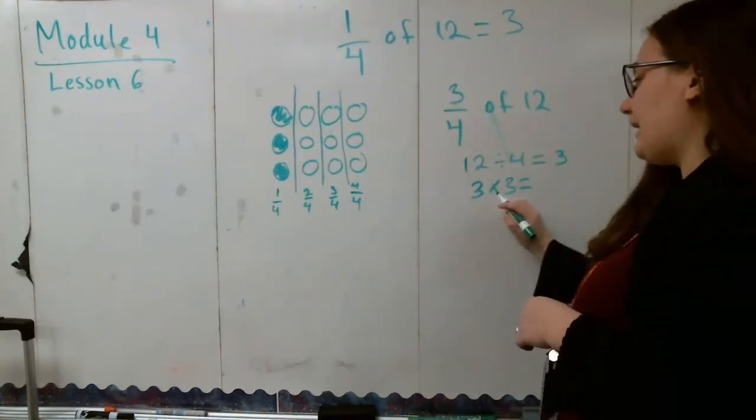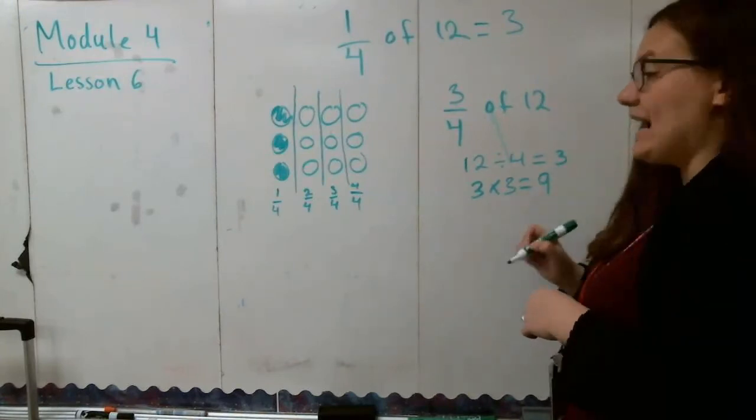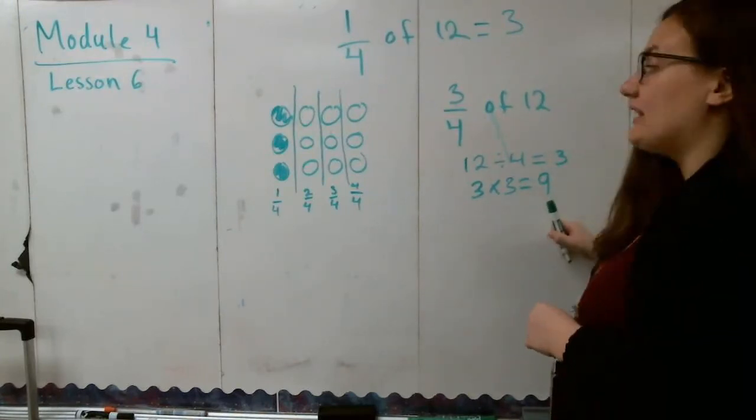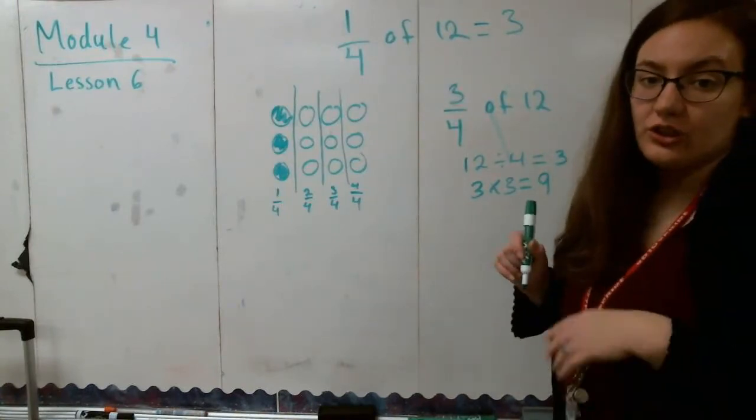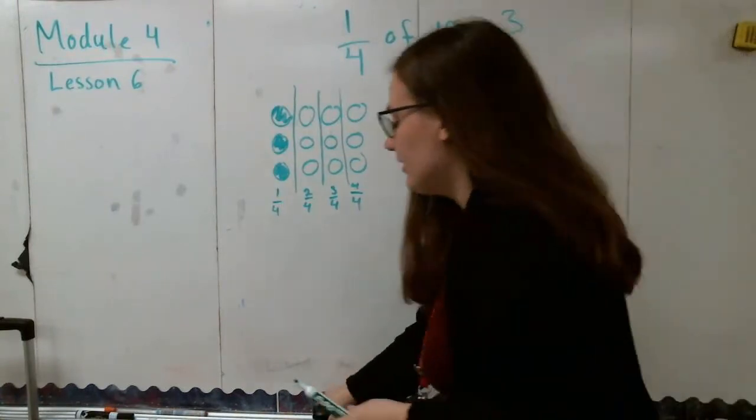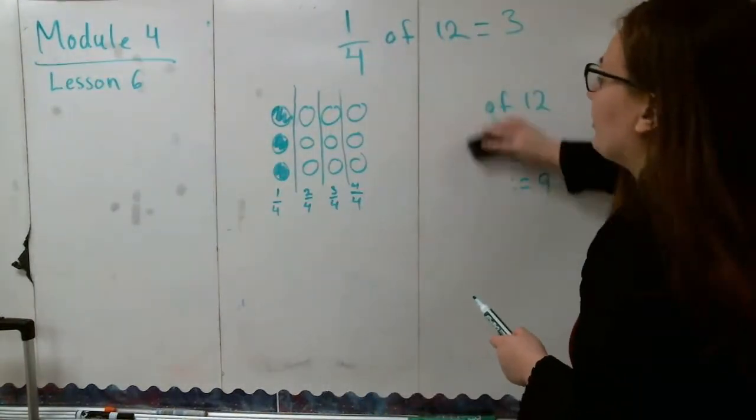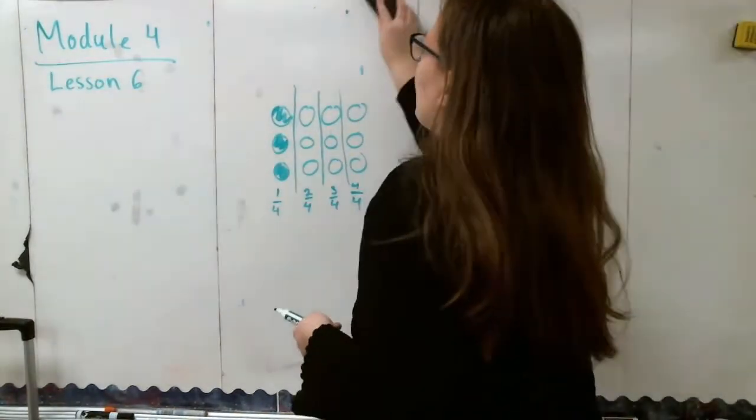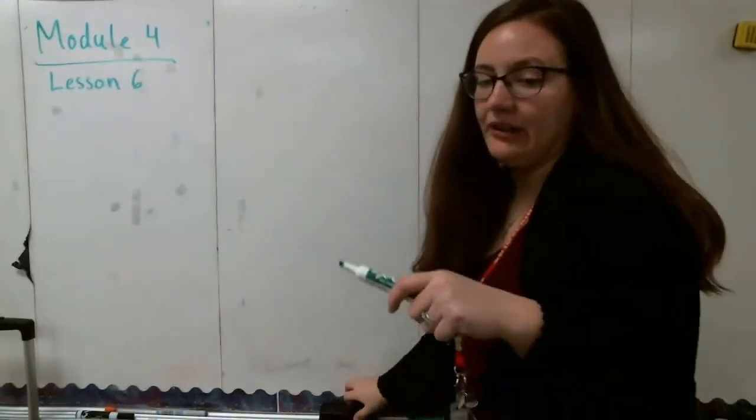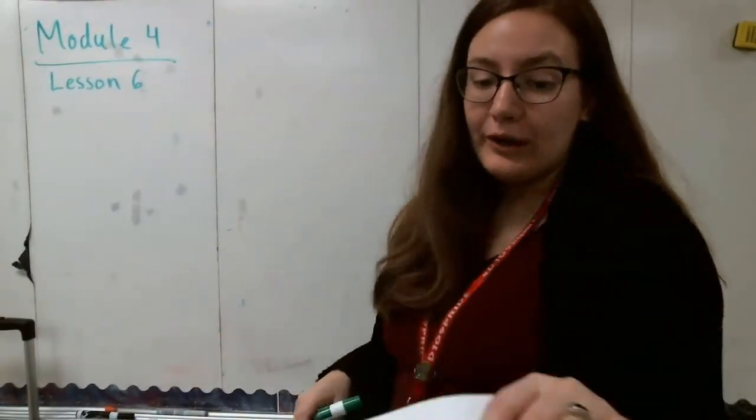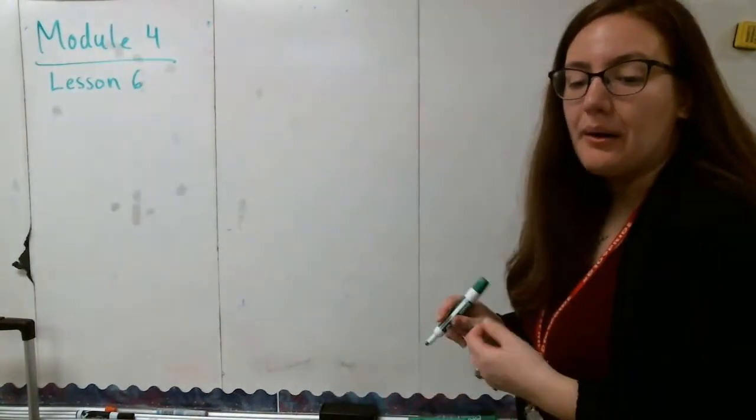And 3 times 3 will give me 9. And that would then tell me that 3/4 of 12 equals 9. So you've just learned 3 methods of solving these types of problems. Again, you have the regular multiplication way, you have the model, and you have the Mrs. O'Mara way.